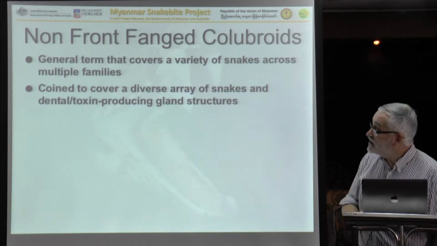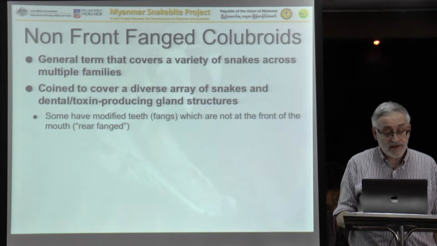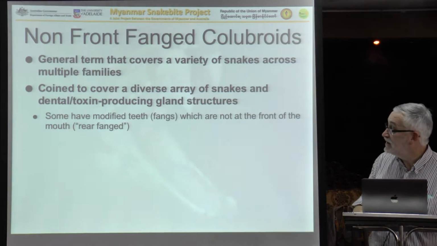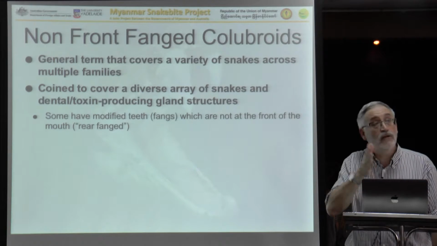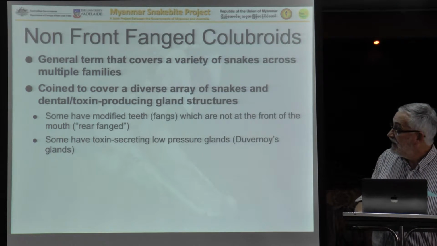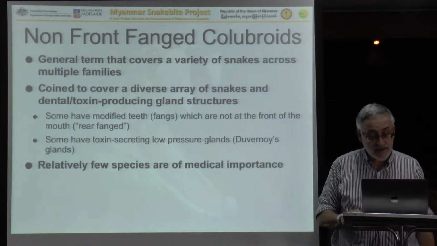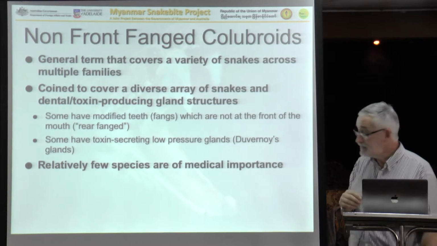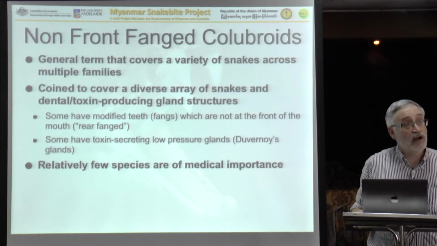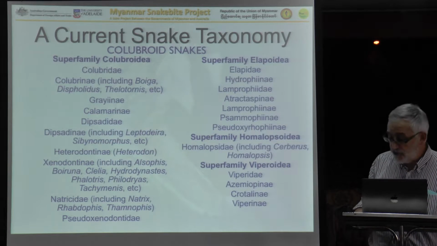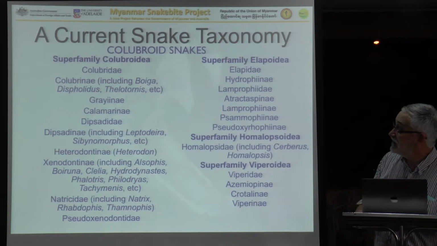It's a term that we recently coined to describe this diverse group of snakes, and some have modified teeth, fangs, which tend to be towards the middle or back of the mouth, and some don't have any fangs at all. They have these low pressure glands secreting venom, but the venom can sometimes be very toxic. Most of them don't cause problems for humans, but there are a few that do, and I'll come to those shortly.